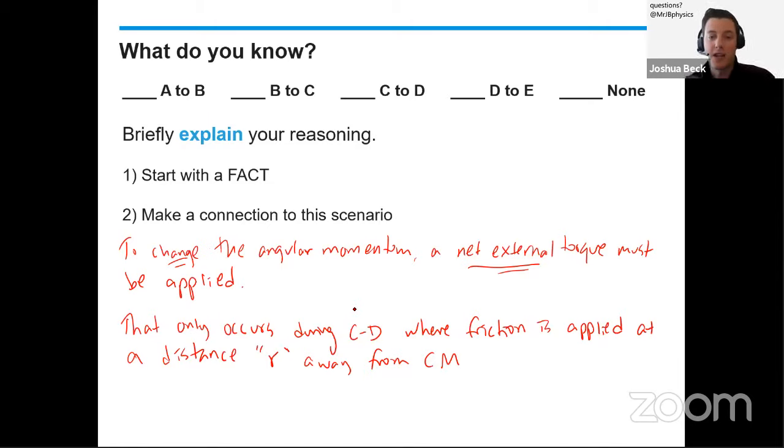So I started with a fact. To change the angular momentum, I need a net torque. Now connected to the scenario. The only place where I have a net torque is from C to D, where friction is being applied at a distance r. Now I check my box. I've got my clear, concise explanation ready to go. I've selected my answer. And in doing so, I've actually shown why it's not here, not here, not here, not here, because I said this only occurs from there to there.